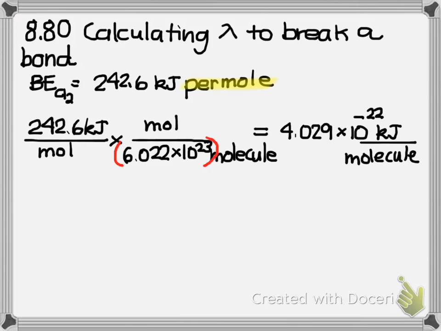Now, I plan on using an equation that requires me to work in joules, so I will multiply this number by 1,000 to get 4.029 times 10 to the negative 19 joules per molecule.